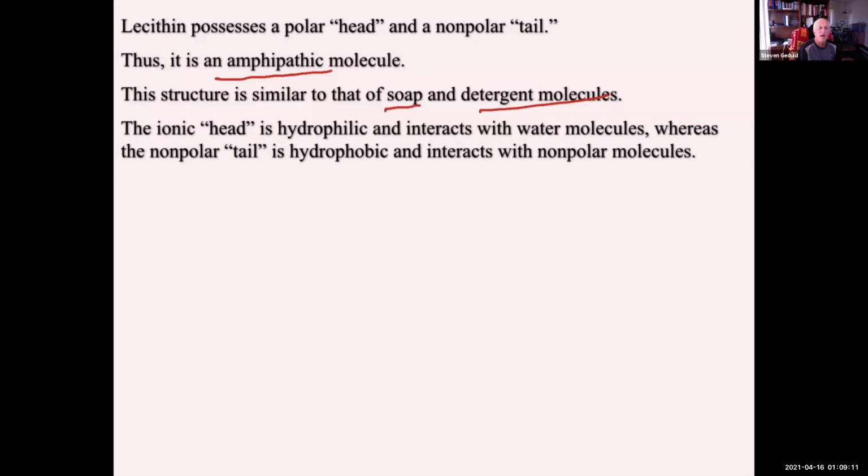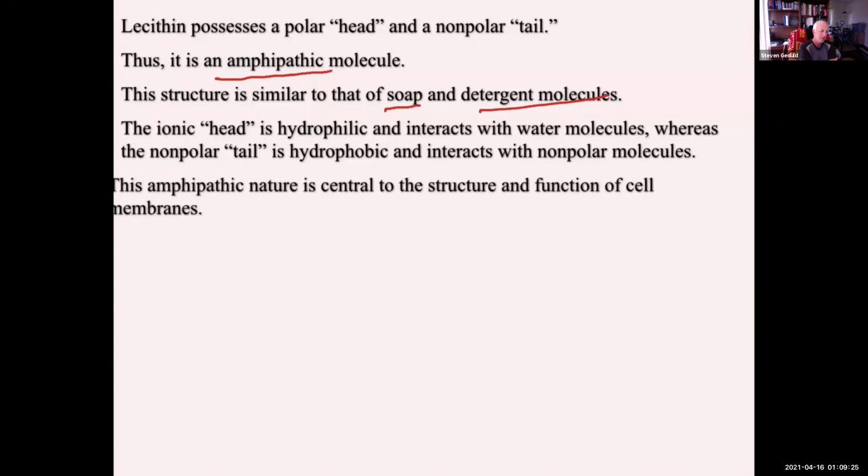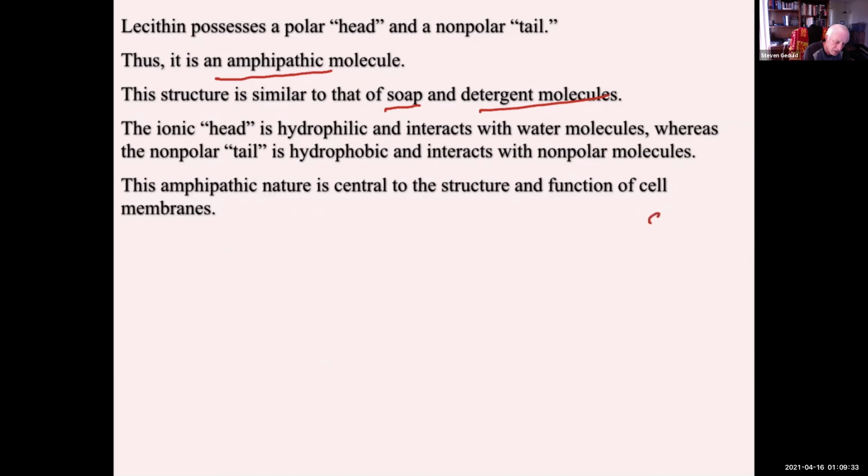Okay. The ionic head is hydrophilic and interacts with the water molecules. The nonpolar tail is hydrophobic, interacts with the nonpolar molecules. So that's just how soap works and everything else. The amphipathic nature is central to the structure and function of cell membranes. Remember, cell membranes are your lipid bilayer where you have your polar end and then your nonpolar ends.